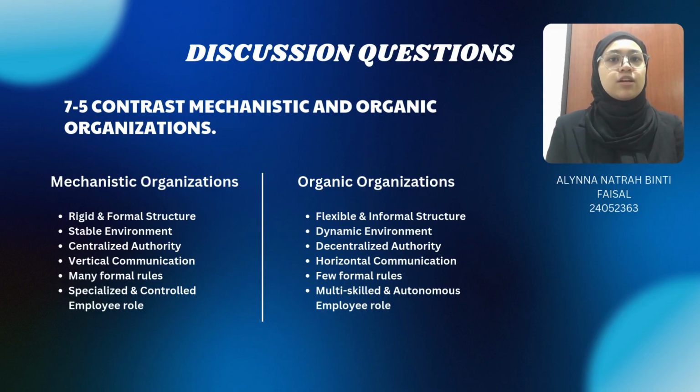Communication in mechanistic organizations is primarily vertical, meaning information flows from top management down to employees, and feedback from employees must pass through several managerial layers. In addition, mechanistic organizations rely heavily on formal rules, standardized procedures, and strict role specialization, where employees are expected to perform clearly defined tasks with limited autonomy.